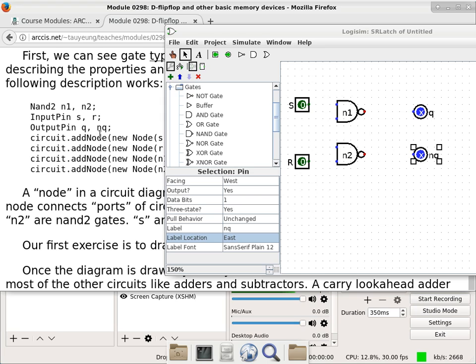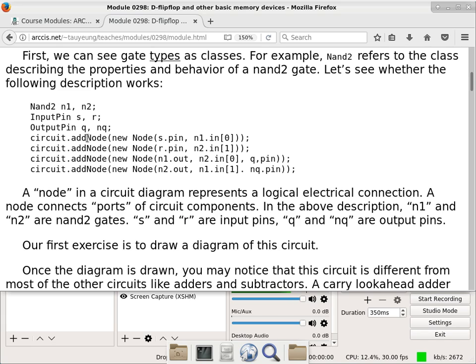So are we still doing okay so far, corresponding the picture, the diagram of the circuit with the so-called pseudo C++ code? NAND2, input pin, output pin, those are classes. They're used to stamp out actual objects, just like we would use things inside LogicSim to create actual components. So now we go to circuit.addNode. It is probably a good idea to explain what a node is.